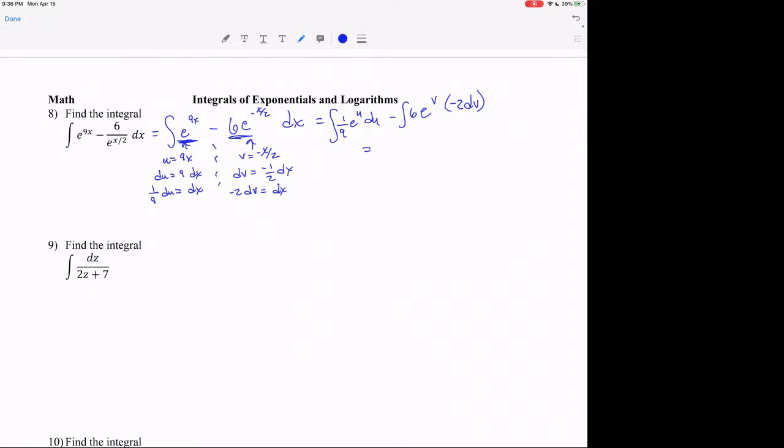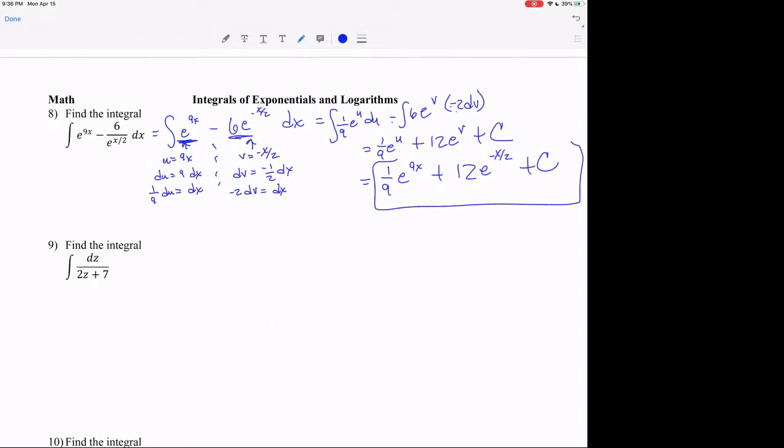So that equals 1/9 e to the u, combine the minus signs, plus 12, combine the 6 and the 2, e to the v plus c. Now you only have one c because a constant plus a constant is a constant. So the constants just add together. So this equals 1/9 e to the 9x plus 12 e to the minus x over 2 plus c. And so that would be your final answer.